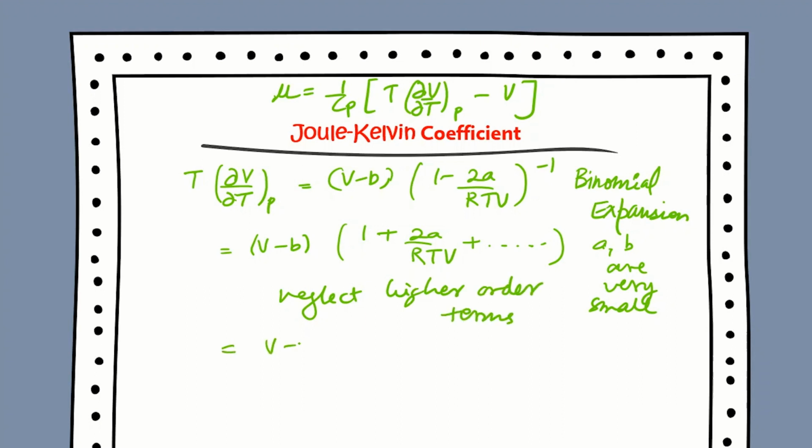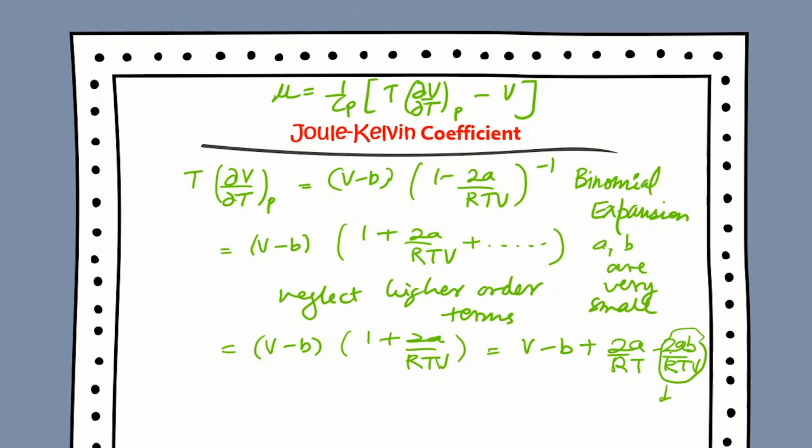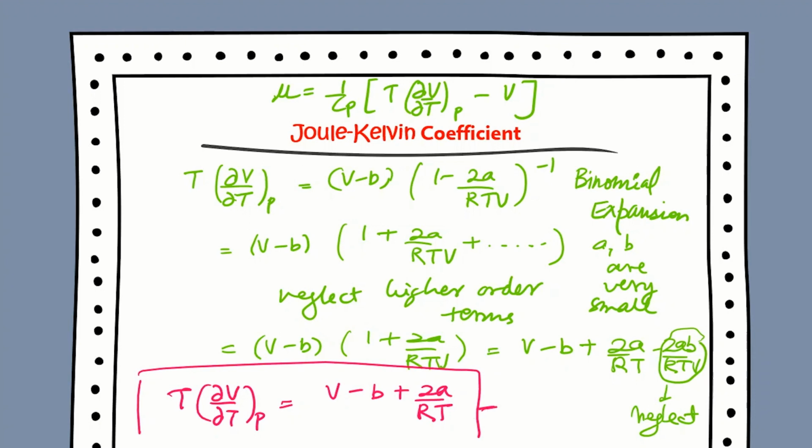So we will multiply (V minus B) and (1 plus 2A/RTV). So we will get V minus B plus 2A/RT minus 2AB/RTV. And we will ignore this term also because it is the product of two small terms. So we will neglect this product of constants. So we are left with T (del V over del T) at constant P, which is equal to V minus B plus 2A over RT.